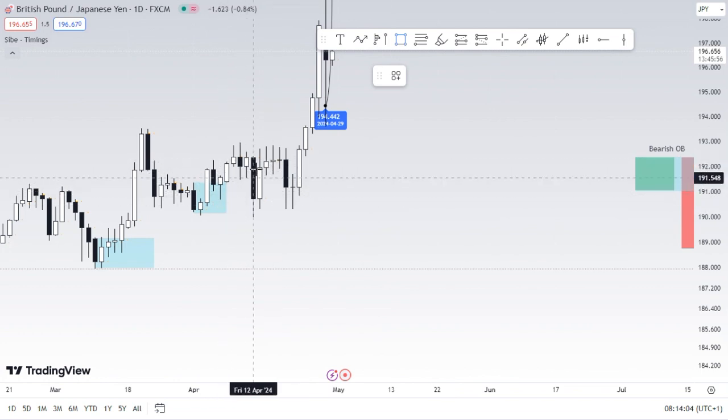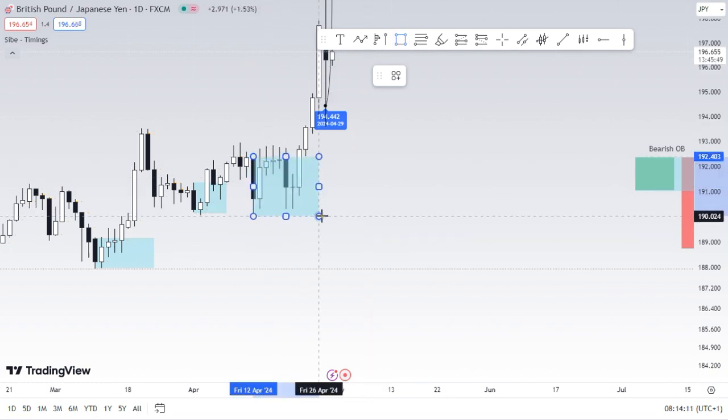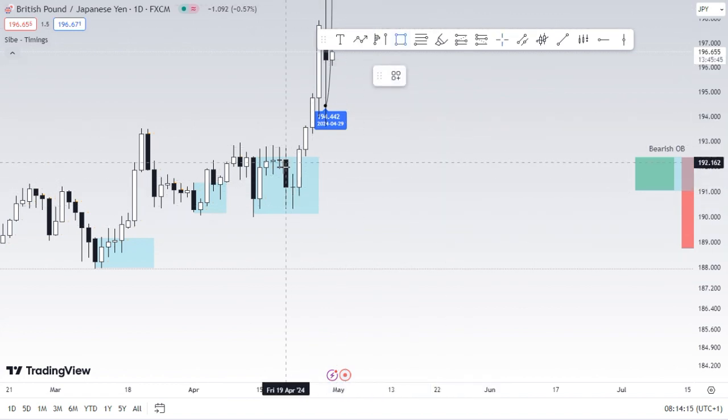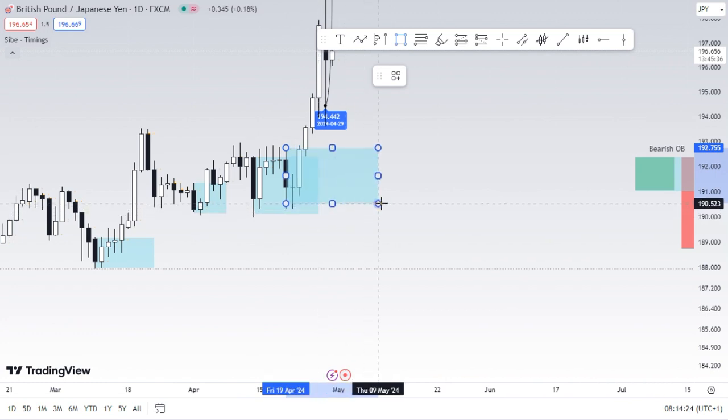Now, this was the last down candle before this particular push up. Again, we have a bullish order block. Then we have one currently forming now. This again is not currently forming, already formed. The down candle before this move up. So this is also another order block.